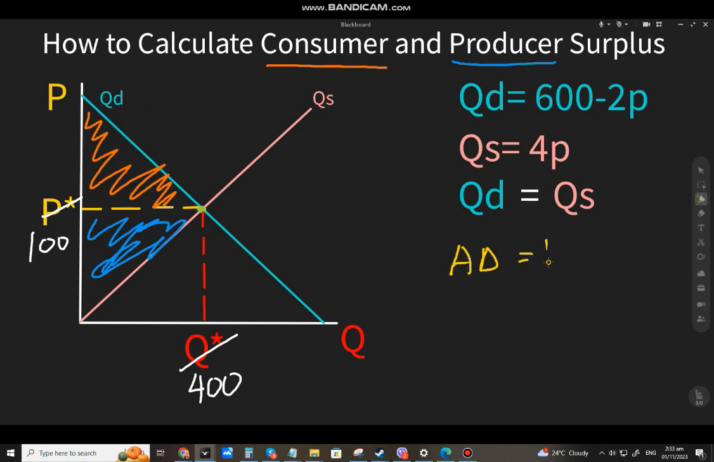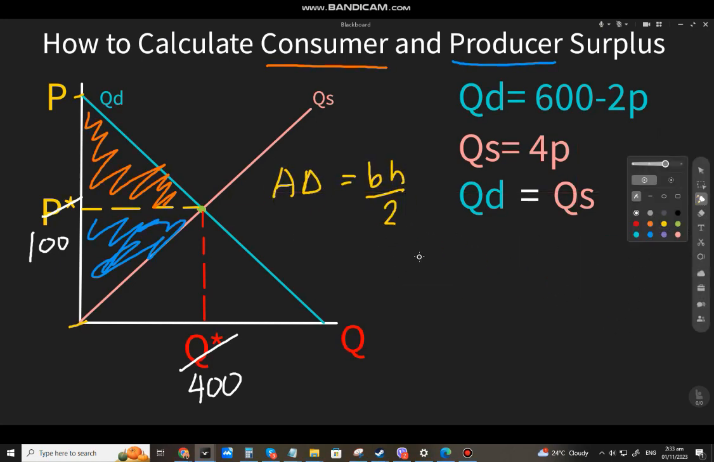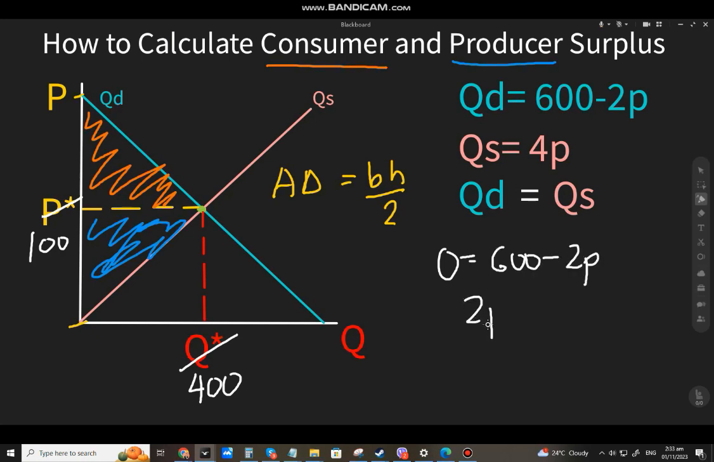Now, to find the area, the area of a triangle is base times height over 2. So we need this one and this one. To find this one, you can see that the demand curve is already here. We need to find the P-intercept. We have to set QD to 0. So 0 is equal to 600 minus 2p, and that is basic algebra. P is 300. So this one is 300.